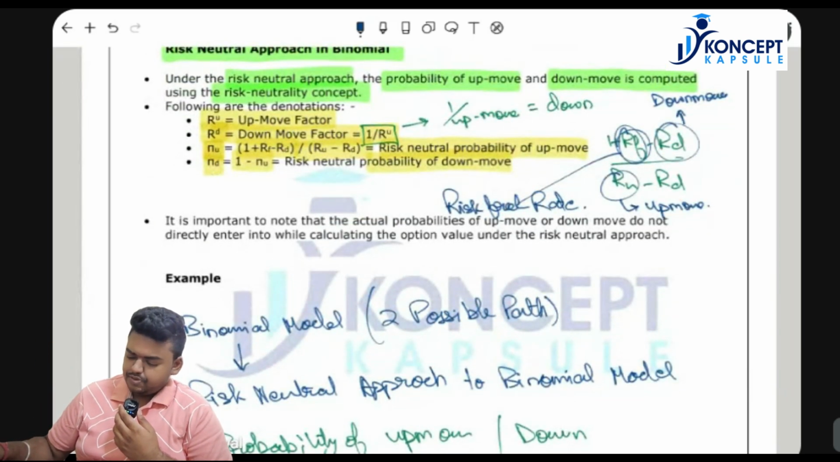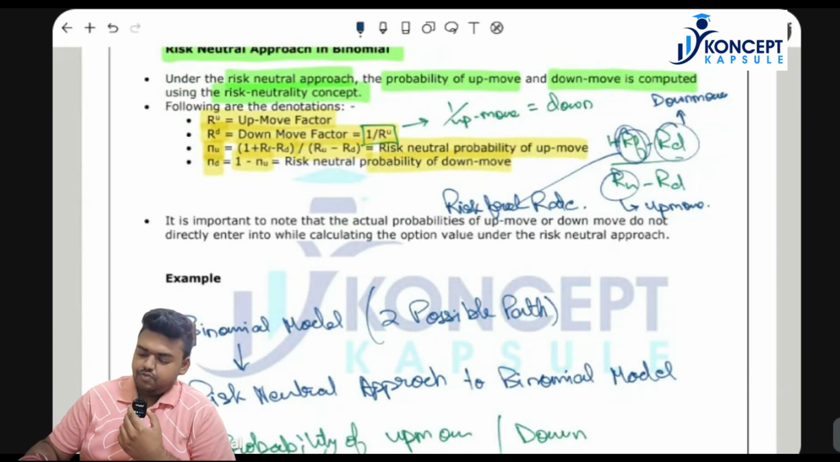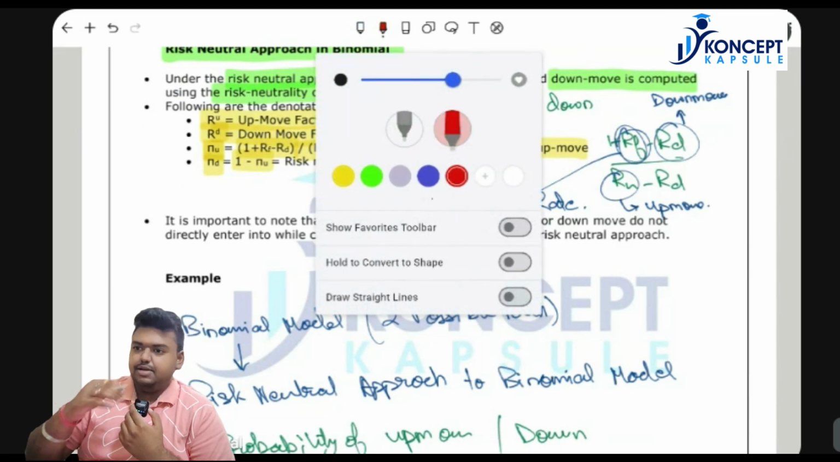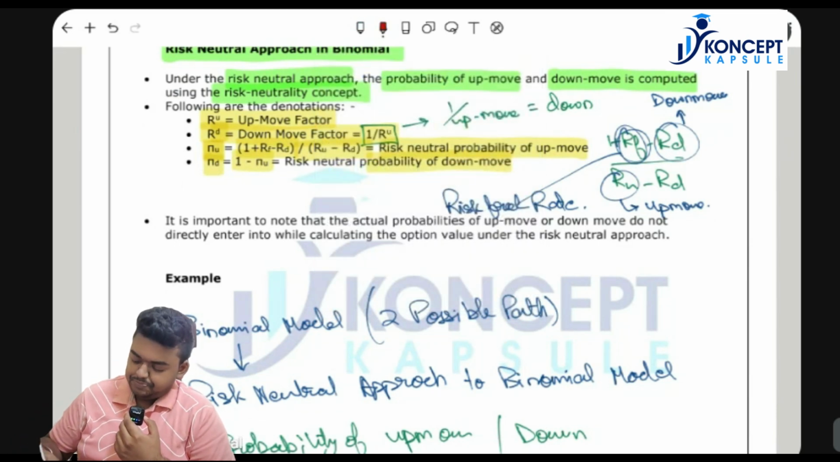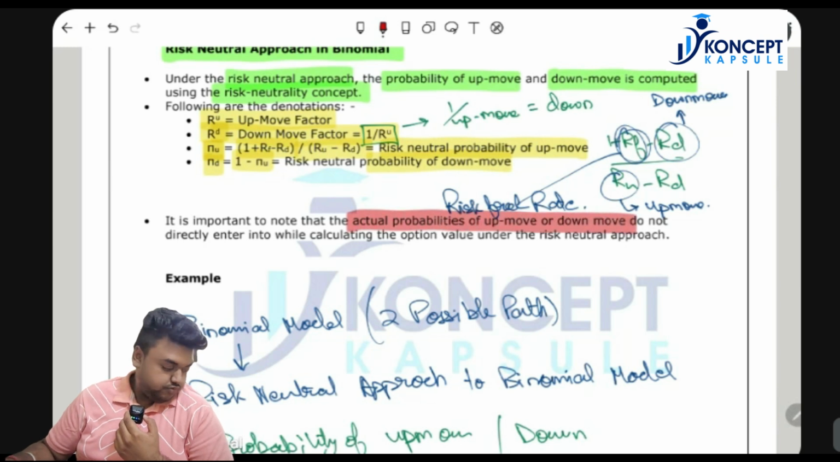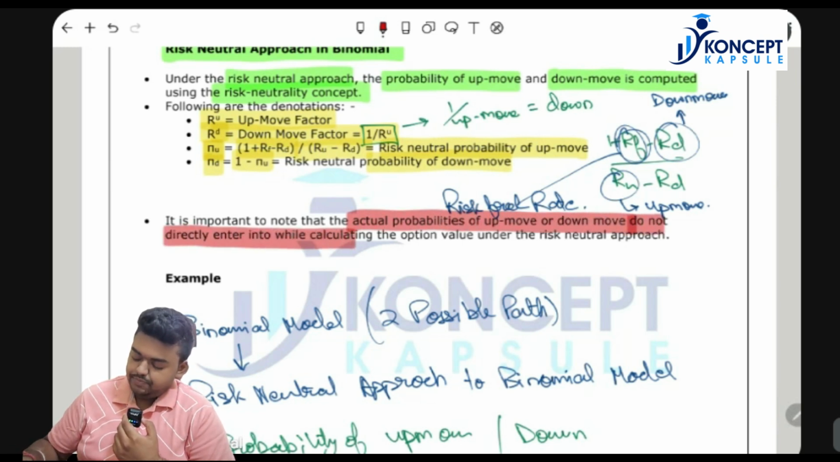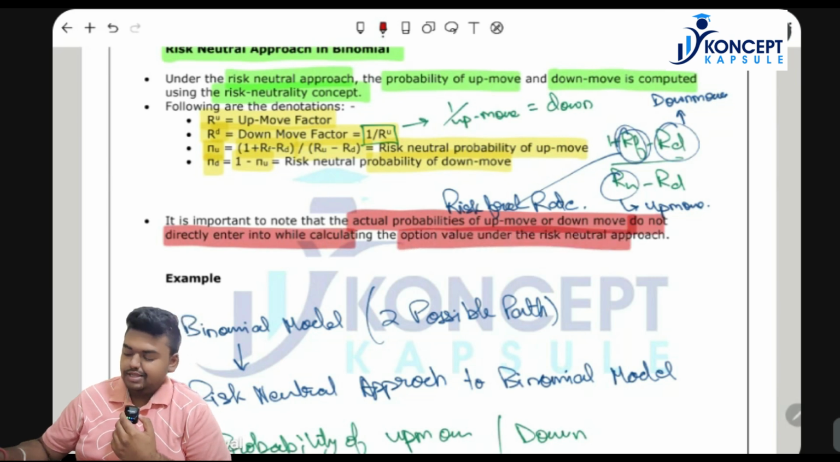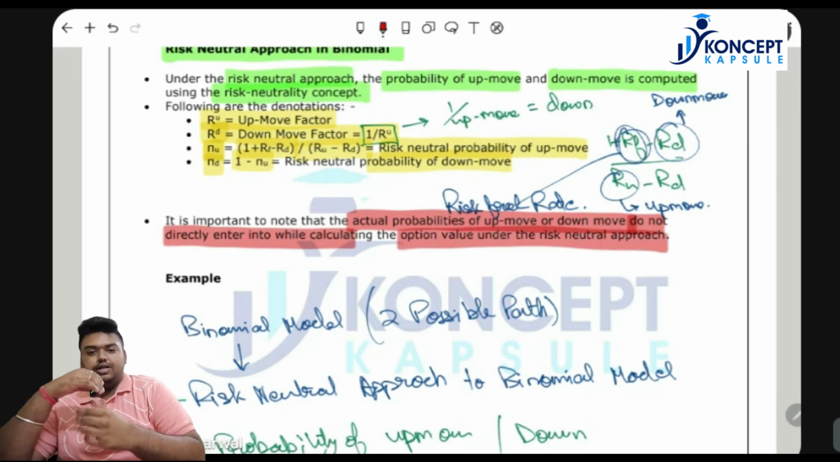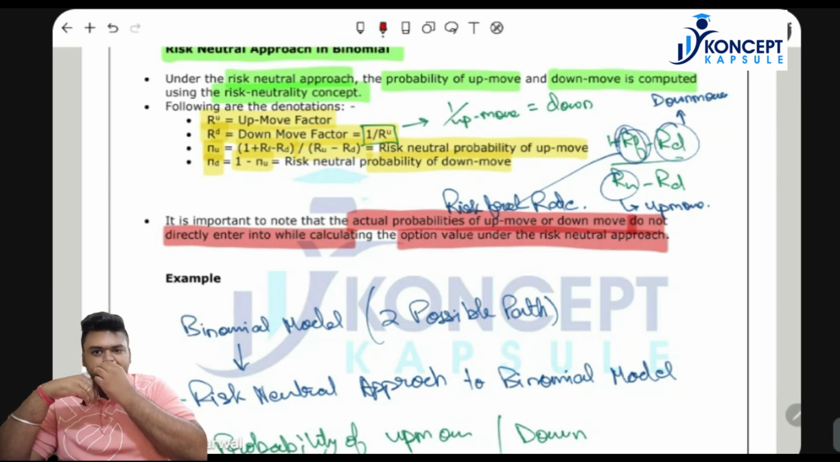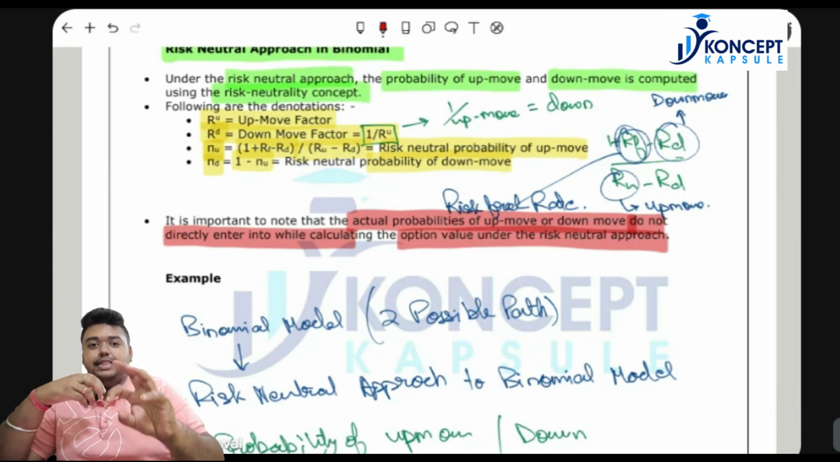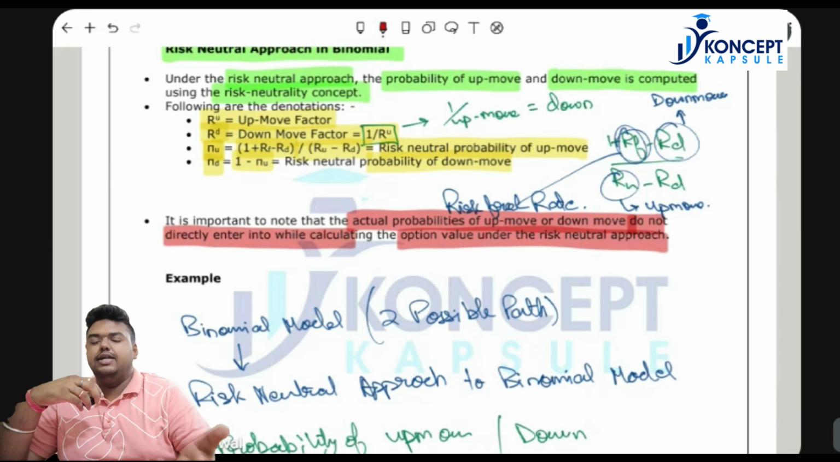However, you have to understand one very basic limitation of the risk neutral approach, that the actual probabilities of up move and down move do not directly enter into the calculation while calculating the option value under the risk neutral approach. So what does this line mean? If you see, we are calculating the up move and down move probability based on the up move factor and the down move factor.